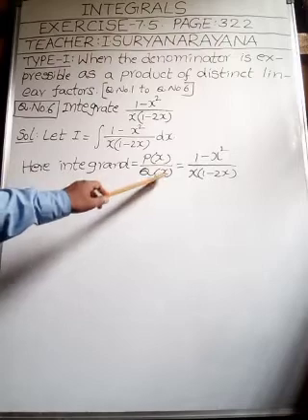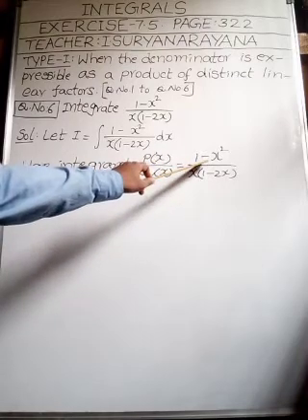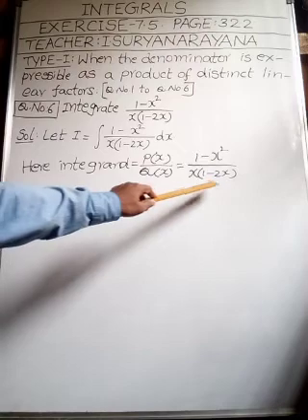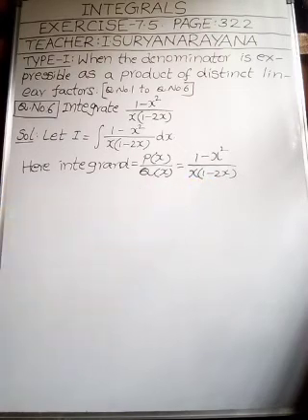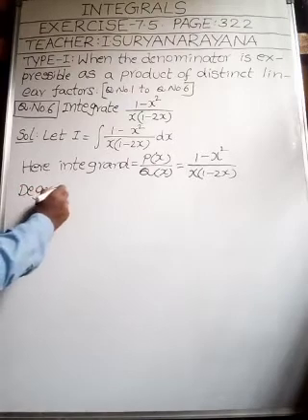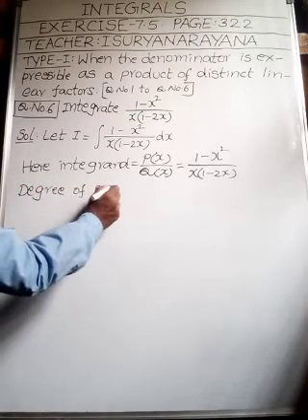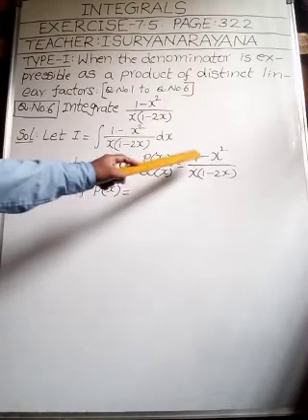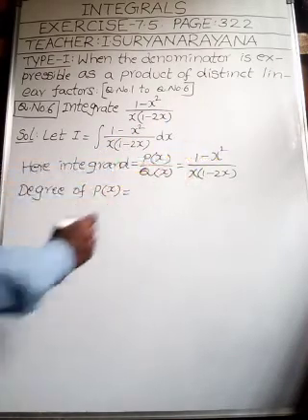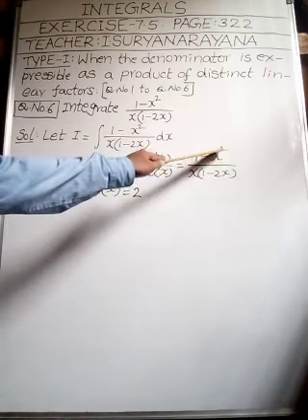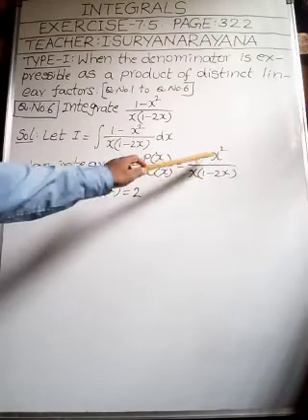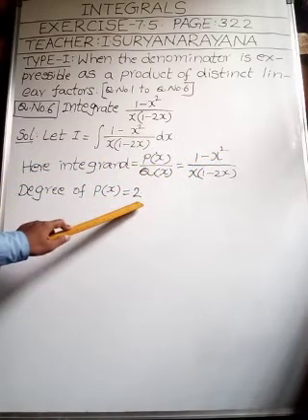We wrote p of x by q of x. The numerator is a polynomial in x, and the denominator is also a polynomial in x, a product of two linear factors. Now let us write the degree of p of x. What is the degree of this numerator polynomial? Yes, 2. The highest exponent of x is 2. So the degree of this polynomial is 2. Understood this step, my children?